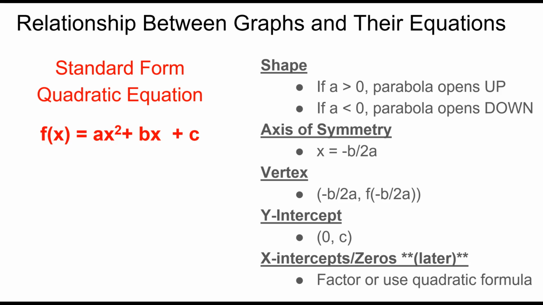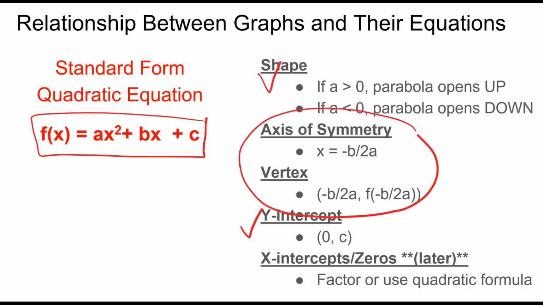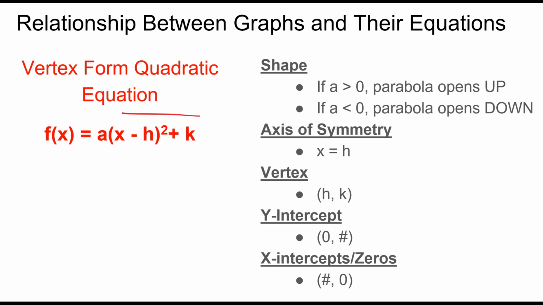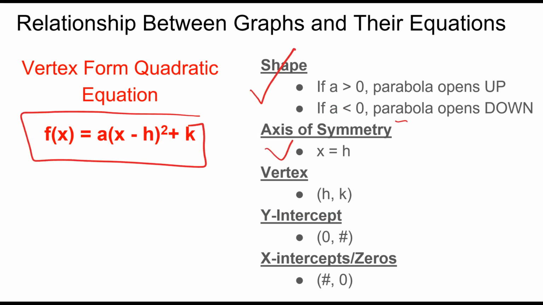There are two types of quadratic functions. We've got our standard form, and we've got our vertex form. Now, with standard form, you can easily find the y-intercept and the shape, but the other features require a little bit of work. With vertex form, we can easily find the shape, the axis of symmetry, and the vertex, but the y-intercept requires a little bit of work.